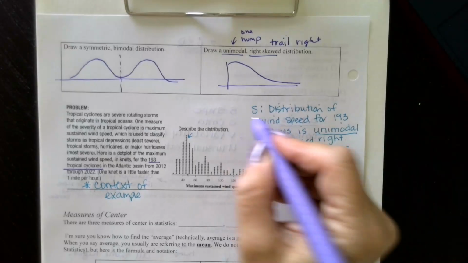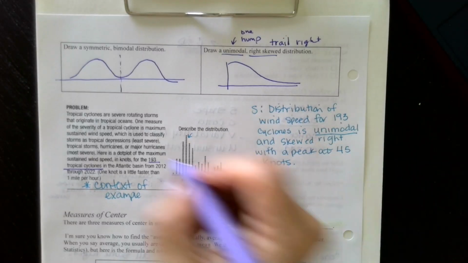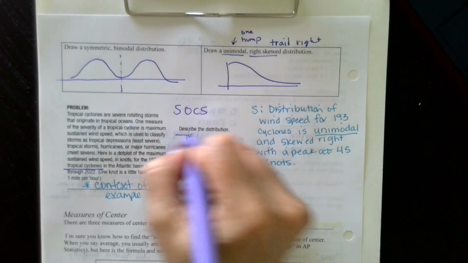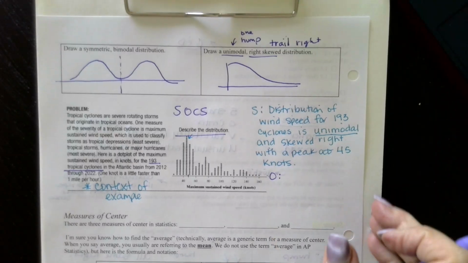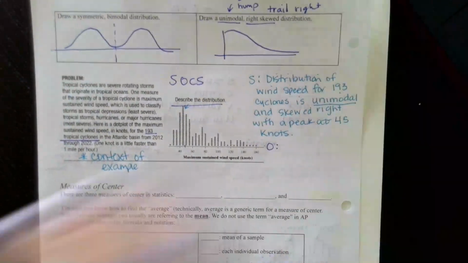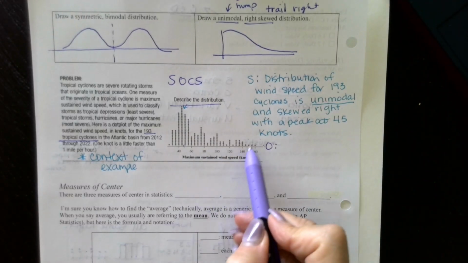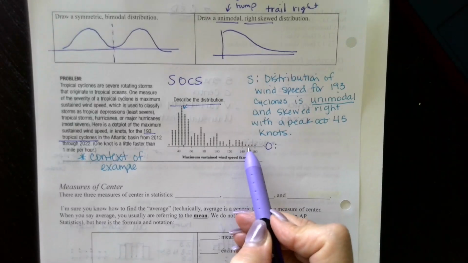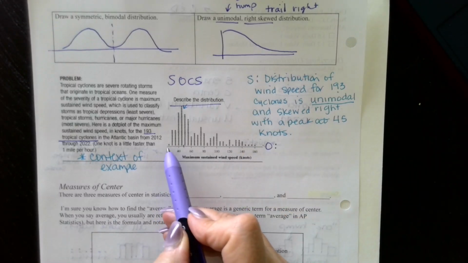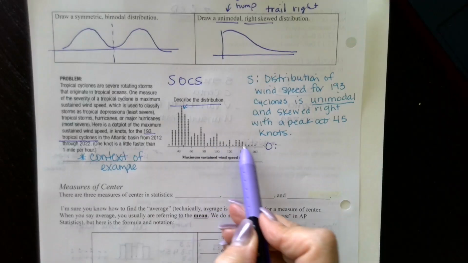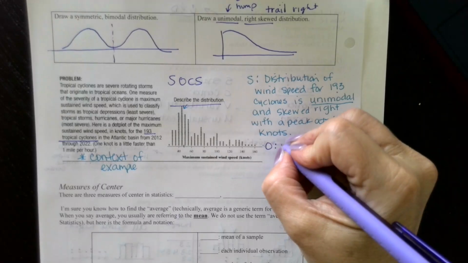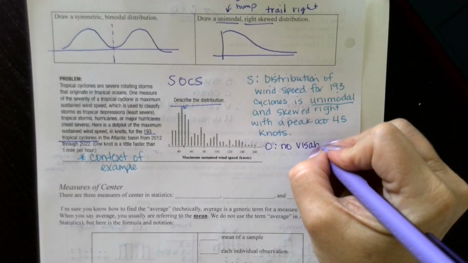Okay, so the next thing in my description would be O. Remember, we're using the acronym SOCS. So to describe the distribution, this is what I'm going to do. So this is going to be outliers, or unusual features. So an outlier would be something that would be hanging out clear out here all by itself, or something that's hanging out over here all by itself, but there's no gaps in my data. So this is definitely skewed right, but I don't see big gaps in my data. So I'm going to say here that there are no visible outliers.